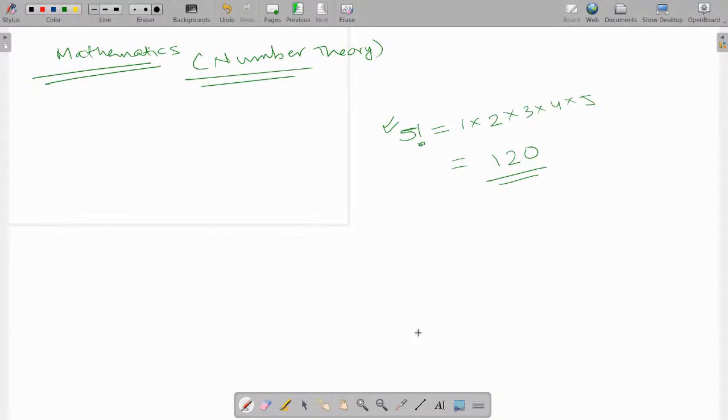Now, if I ask you to tell me the number of trailing zeros in 5 factorial. What is trailing number of zeros? The number of zeros from the end, before any other number is encountered from the right side. So in 5 factorial, the number of trailing zeros is 1.